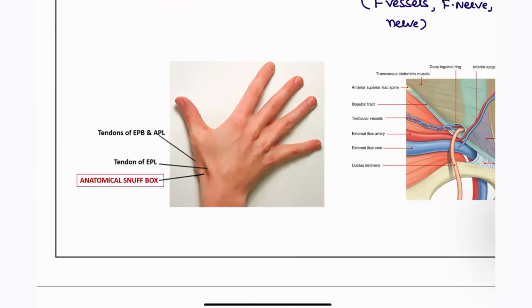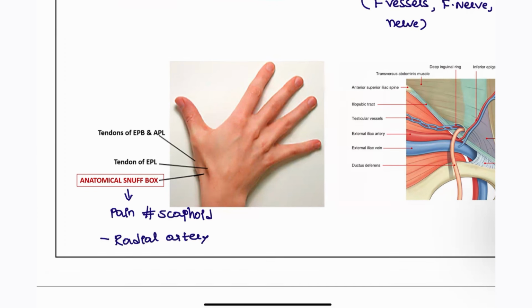Here you can see this is the anatomical snuff box. In the anatomical snuff box, if there is pain, this is due to scaphoid fracture, most commonly. Next, coming to the contents, what is the artery that is passing here? The radial artery passes through the anatomical snuff box. Next, what about the borders, guys?